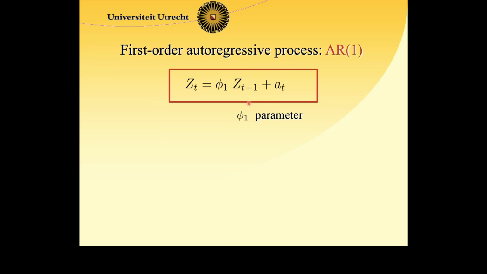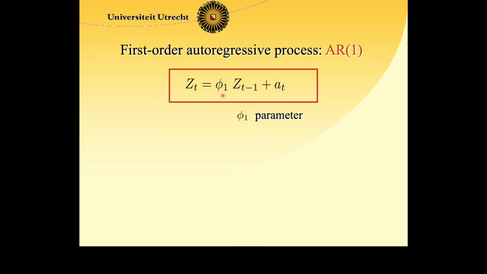Now the only parameter that we have here is phi1. That's the first order autoregressive parameter, as it's called. And this phi1, we can prove, we do that later, that its value is equal to the lag 1 correlation.